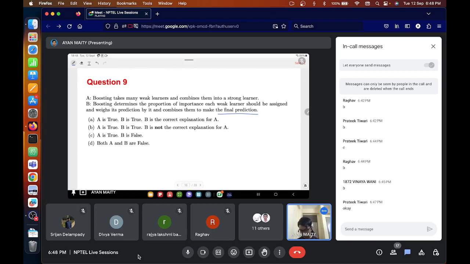So these are the two statements, and there are four options. The first option is A is true and B is true, and B is the correct explanation for A. Option B is both are true and B is not the correct explanation for A. Option C is A is true but B is false, and option D is both are false. So which of these four options is correct regarding statements A and B, and also whether B is the correct explanation for A or not.